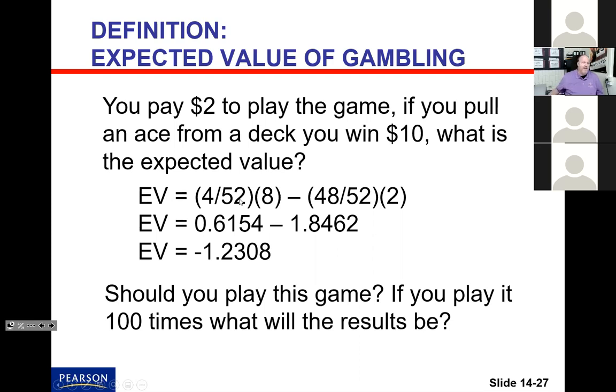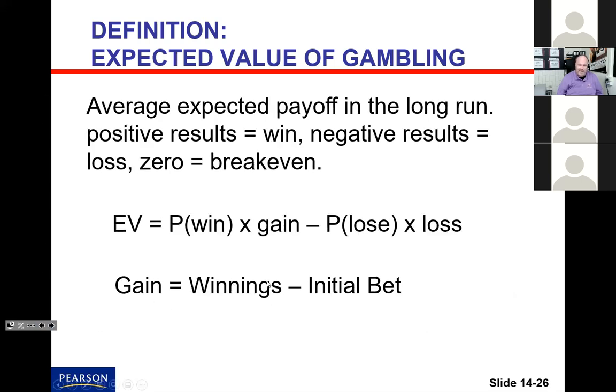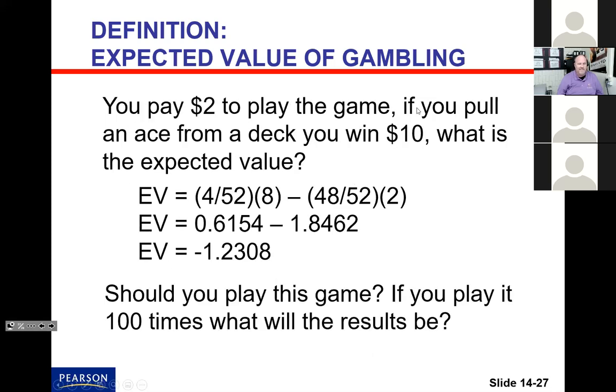Sorry. Okay. Now, if it's $2 to play the game and you win 10, how much did you actually gain? Eight bucks, because gain is the winnings minus the initial bet. The winnings is $10, the initial bet was 2, so you gain $8 if you win this game. How much do you actually lose if you lose this game? $2. Okay, so that's all it is.